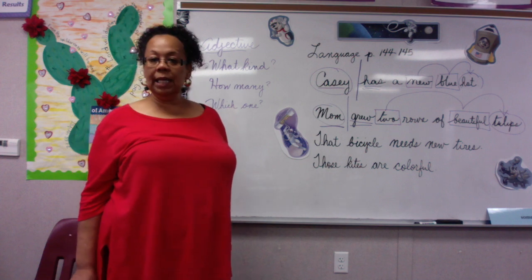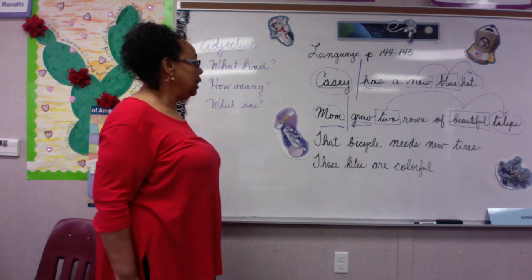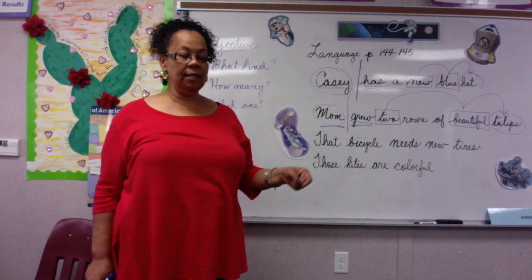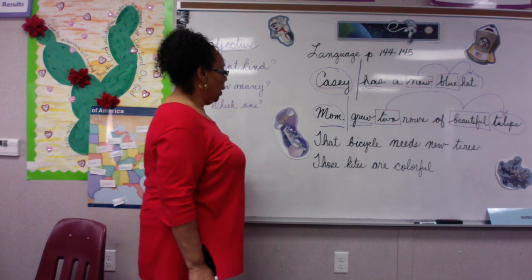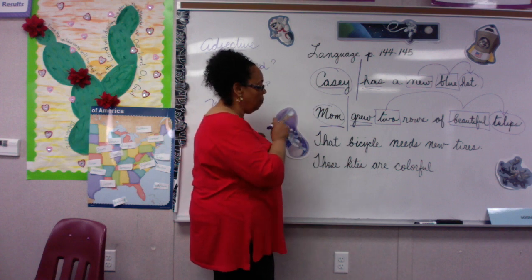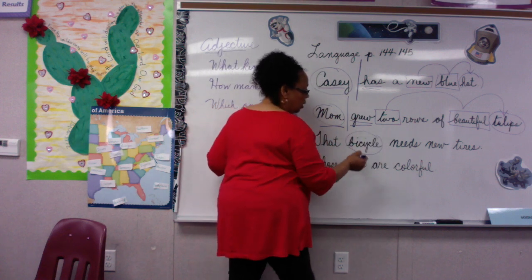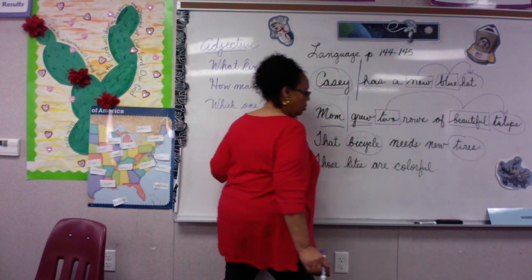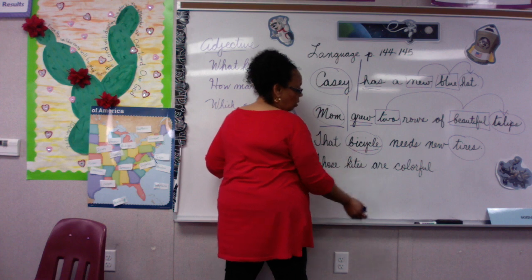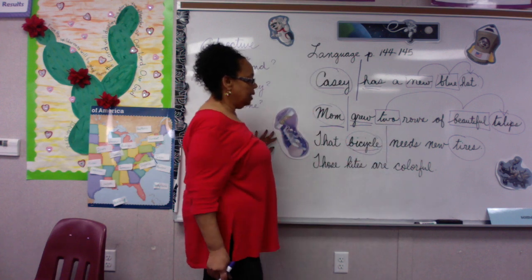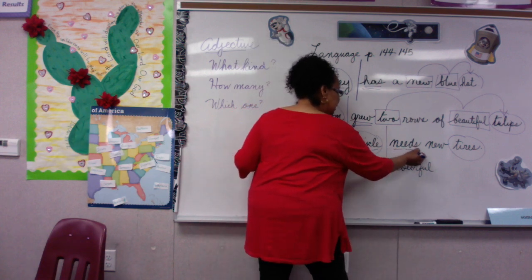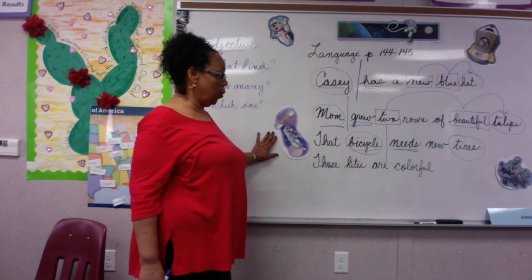That bicycle needs new tires. And this is going to demonstrate that the adjective can be anywhere in your sentence, because in this sentence, my adjective is at the beginning. So, what are my nouns? Bicycle, tires. What is my subject? Bicycle. I'm dividing my sentence there. Subject, and that's my predicate. Needs is my verb.